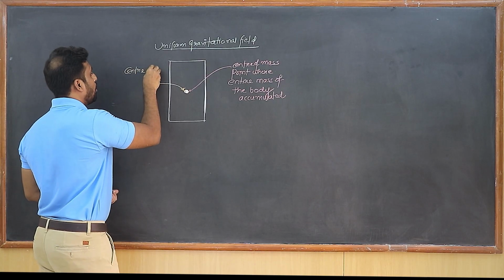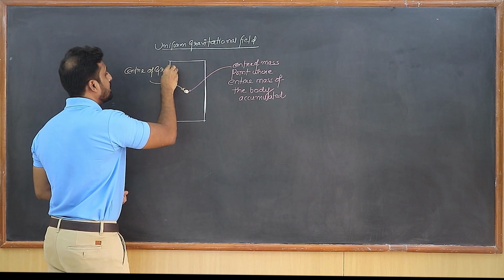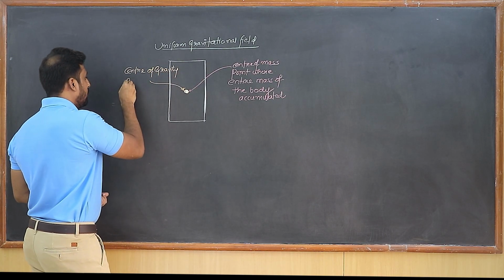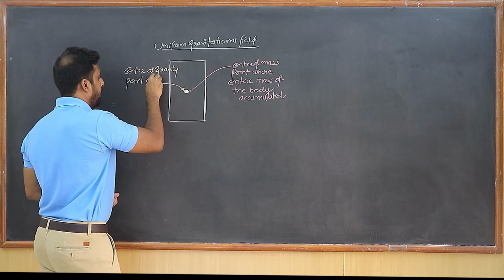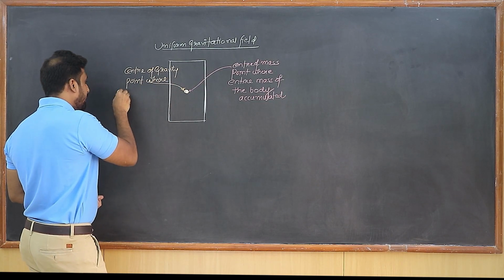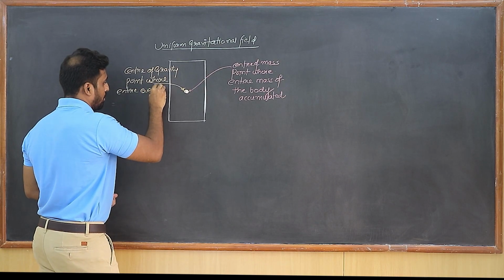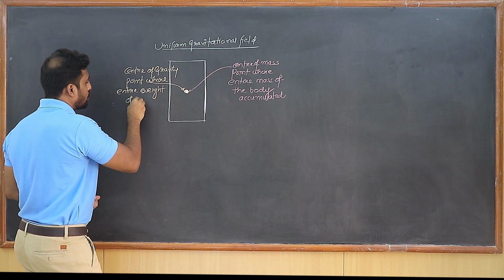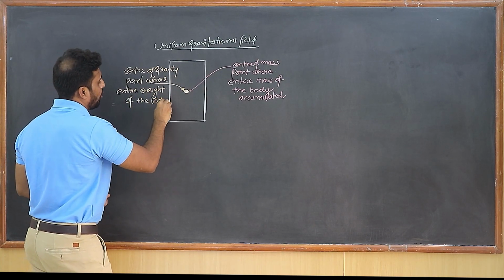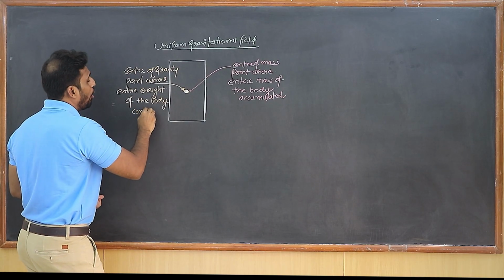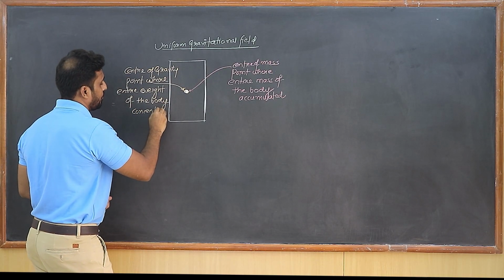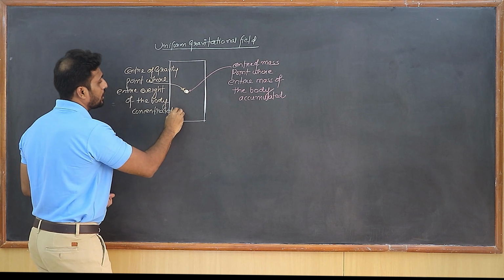So this is center of gravity. It is basically nothing but a point where the entire weight of the body is concentrated. Getting or not, students? Or you can say accumulated. One and the same meanings.